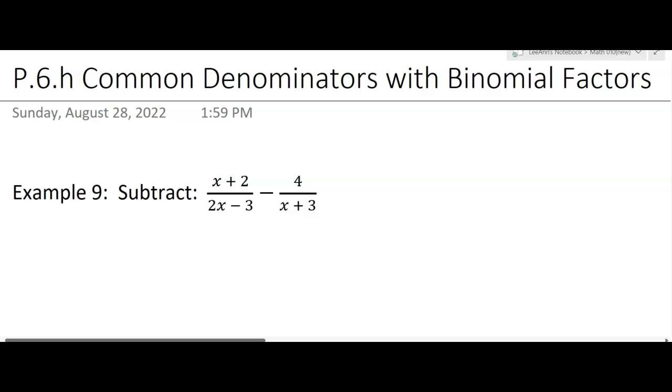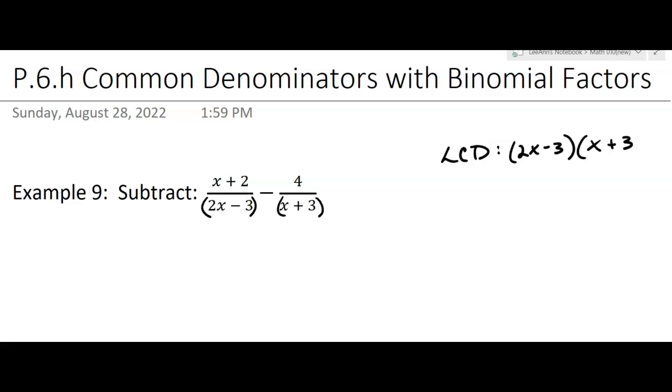Okay, so I think we looked at this problem when we were talking about common denominators. But if I look at the denominators, this is a factor. It doesn't break down anymore. This is a factor. So for the LCD, I'm going to need a 2x minus 3, and I'm going to need a factor of x plus 3.